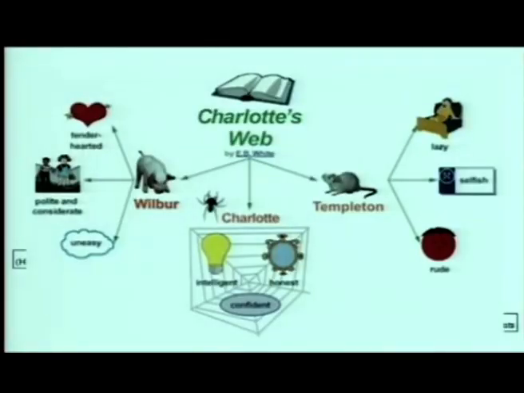This is an example of a graphic organizer, this Charlotte's Web, which is very famous, and this tells us how the learner's thinking would be facilitated by graphic representation of the concept and joining them together.